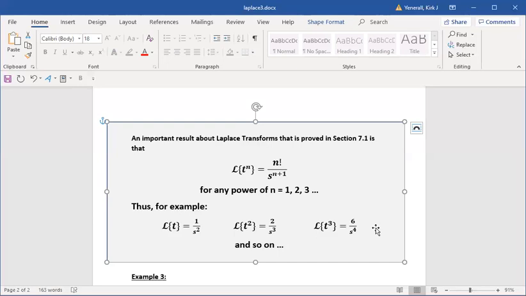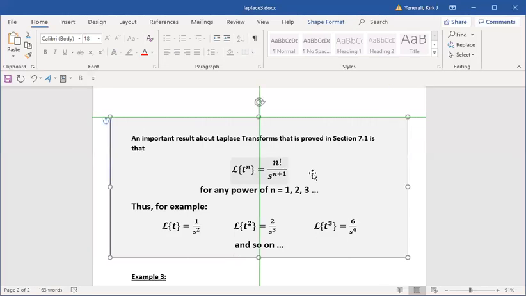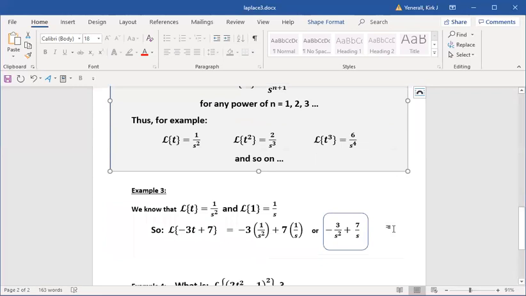This is a very useful rule by which we can find the Laplace transform for any power that we want. This is an important rule to memorize and to commit to memory, this result about the Laplace transform for powers of t. Now, if we use that rule, we can put it together with the linearity property to find the Laplace transform for really any polynomial.